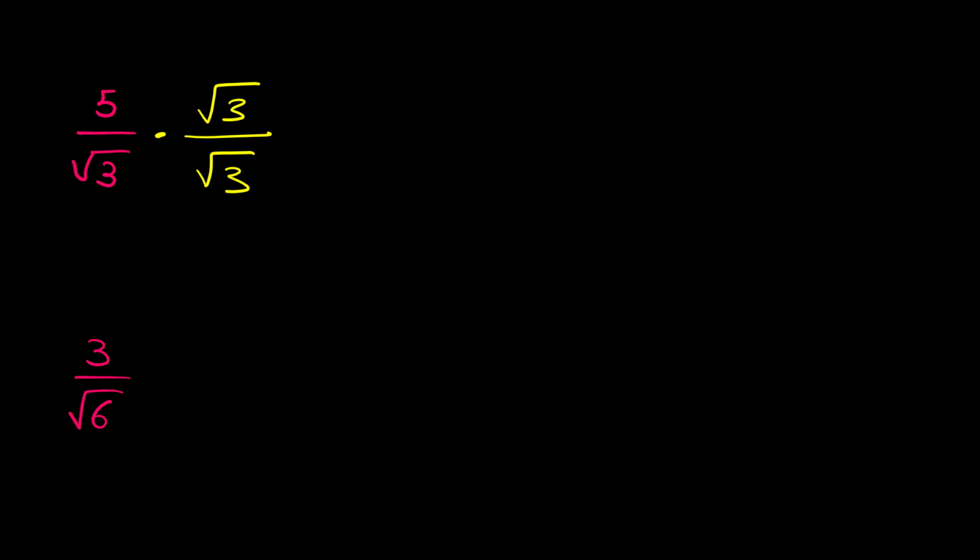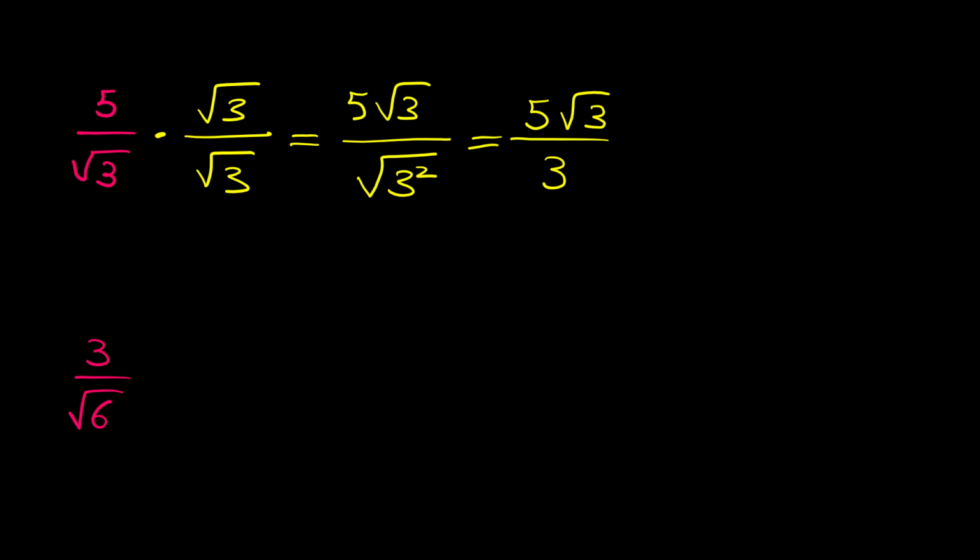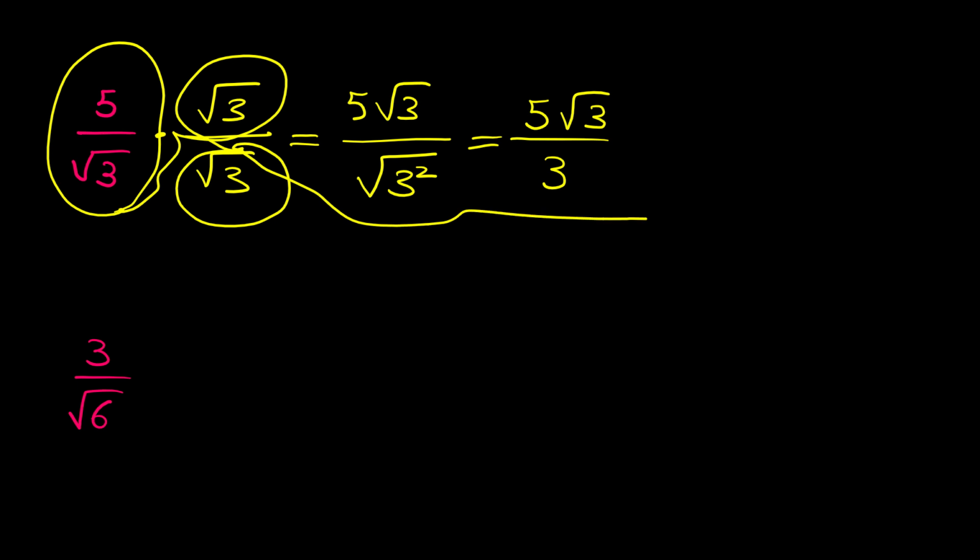But why does this help us to get rid of the radical? Let's multiply numerator by numerator. Then we have 5 radical 3. And by multiplying denominator by denominator, we have radical 3 to the 2. Radical 3 to the 2 is 3, because 3 to the 2 is 9, and radical 9 is 3. So we have 5 radical 3 over 3. As you can see, by multiplying this expression by radical 3 over radical 3, now we have an answer that in the denominator doesn't have the radical anymore.